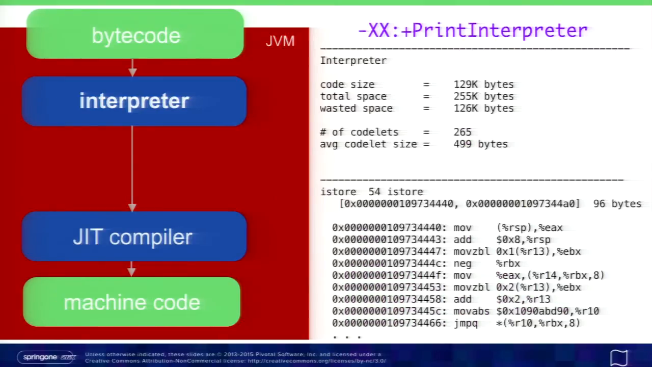Now, if you're interested, you can actually go and see all of the assembly code that's in these templates by using the print interpreter flag. It'll print out and look something like this. So you'll see your istore and then the assembly code for that.